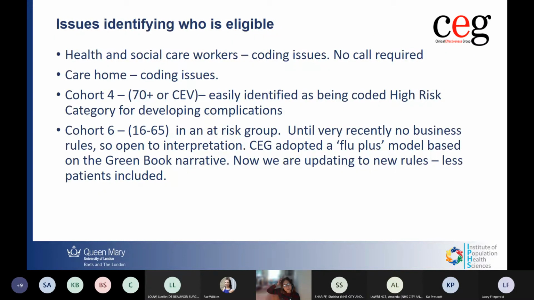So, issues identifying who is eligible. Well, first of all, you've got the health and social care workers, the frontline health and care workers, who were at high risk of exposure. Again, you might be aware of the coding issues with this group. The coding issue was that there were data errors in the coding of patients in the practice. So what this meant was that you might have got somebody who had gone off to see the optician, and then the document came back and it got coded as optician. This wasn't in fact the occupation code for that person.